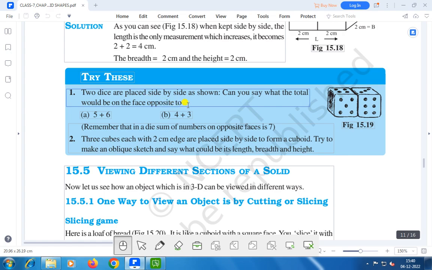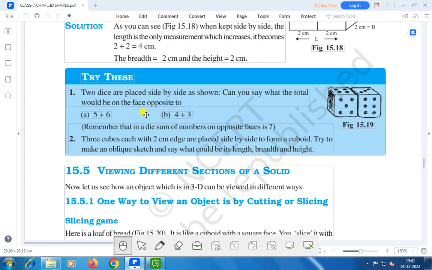Two dice are placed side by side as shown. Can you say what the total would be on the face opposite to 5 plus 6? Remember that in a die, the sum of numbers on opposite faces is always 7. The opposite of 5 is number 2, and the opposite of 6 is number 1. This 2 plus 1 is 3.